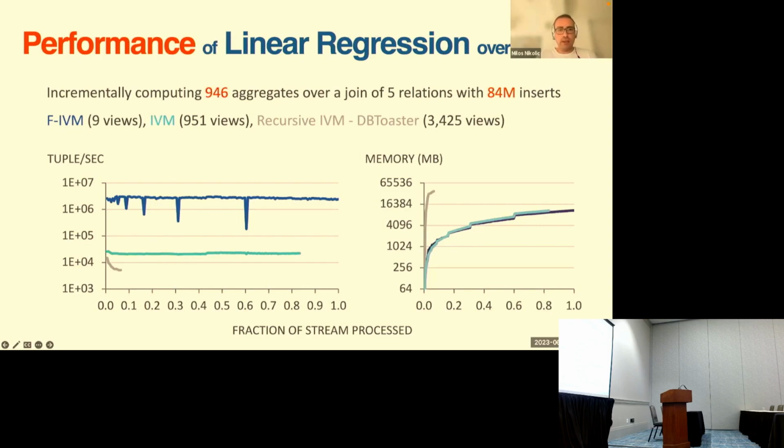Here, F-IVM, despite having to maintain almost 1,000 aggregates, only maintains a handful of views thanks to these compound aggregates that are being used. And overall, we observed that the performance of our approach is at least 2 orders of magnitude better than the competitors when measured in terms of the number of processed tuples per second. And it also comes with the lowest memory consumption. And this performance improvement is mainly due to 2 reasons: using the covariance ring in the aggregate computation and decomposing the computation based on the structure of the join query.